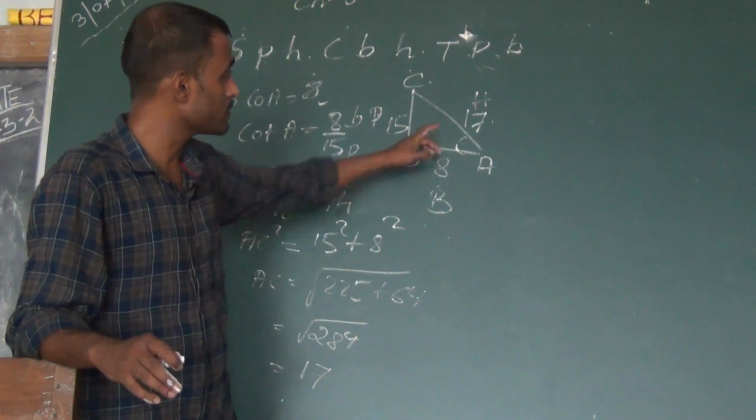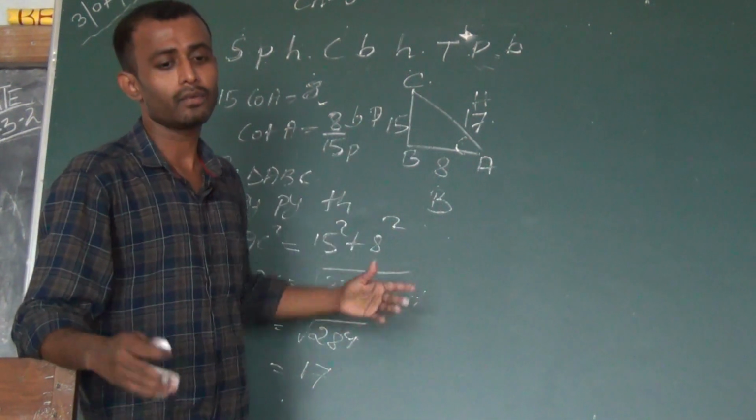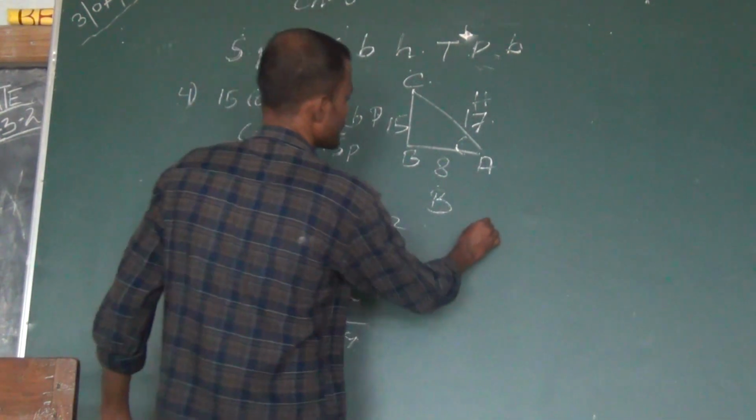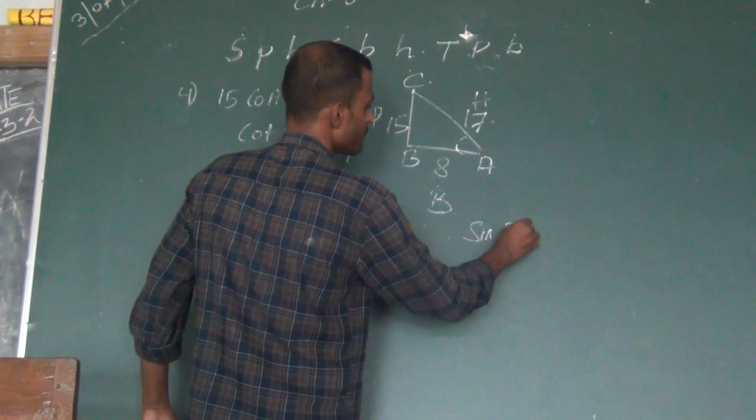Number 17, we got 17 here. Now we have all three sides. Now what is the question asking you here again? Sin A and sec A, right? The question is asking you sin A and sec A.